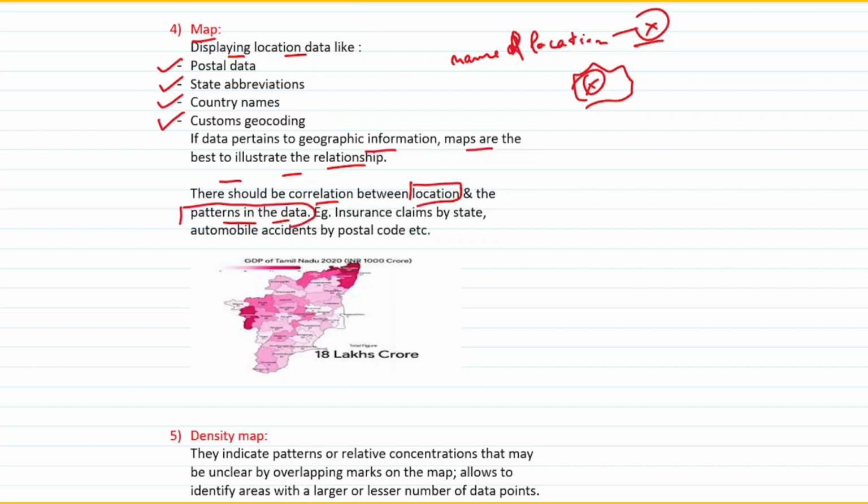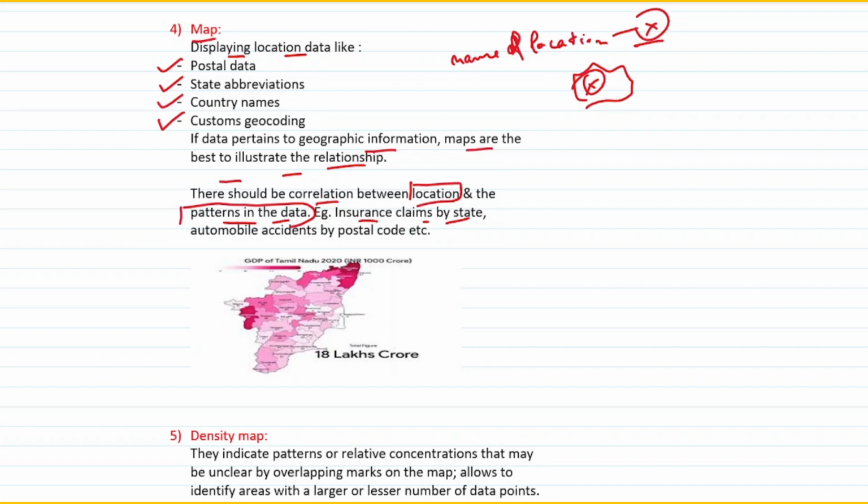For example, if you are trying to know the insurance claims made in a particular state, that is something you can indicate through a map. Say there is an insurance company with insurance schemes going on pan India. If you want to know the number of insurance claims with respect to accidents in India, that can be done through a map. It can tell you that in so and so state, there has been so much insurance claim with respect to road accidents. So that is a correlation between location and the patterns in data.